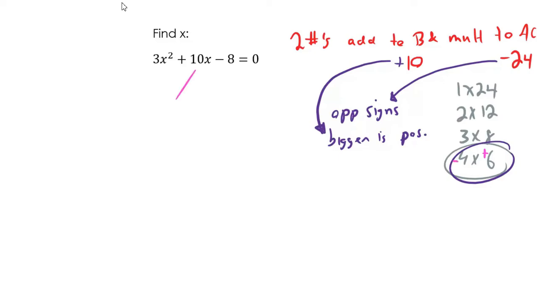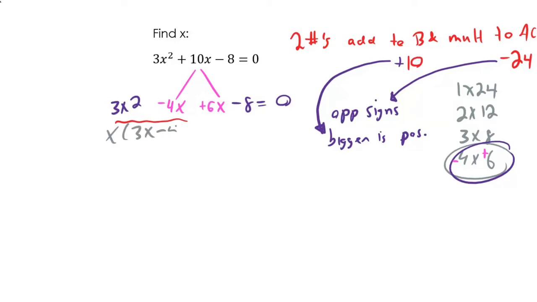and so that means that we're going to go ahead and factor this into, or just replace the 10x with negative 4x and plus 6x. We'll bring everything else down. 3x squared minus 4x plus 6x minus 8. And now we do our factor by grouping. What's the common factor here? It's x. That leaves us with 3x minus 4. And what's the common factor here? It's 2. And that leaves us with 3x minus 4. So plus 2 right there, 3x minus 4.